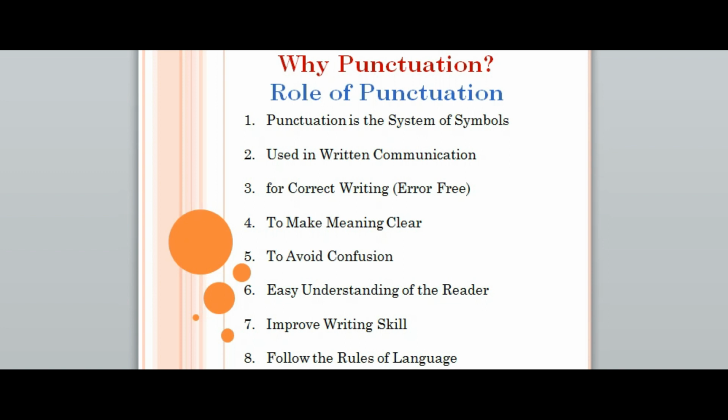Number 4, to make meaning clear. This is very, very important. The best use of punctuation is that it helps us to make meaning clear. Wrong use of punctuation marks will definitely change the meanings, and you will not be able to convey the meanings you wish to convey. Number 5, avoid confusion. Yes, if you use punctuation marks correctly, you are going to avoid confusion. So there is going to be all clarity in your writing, all clarity in your sentences if you follow the rules of punctuation.